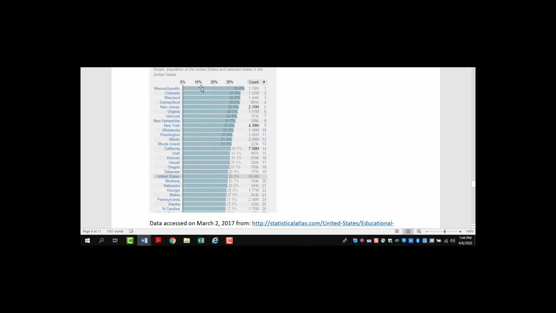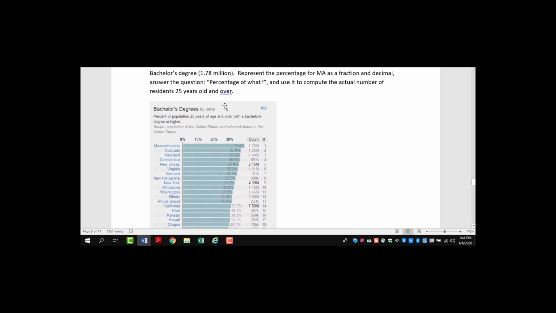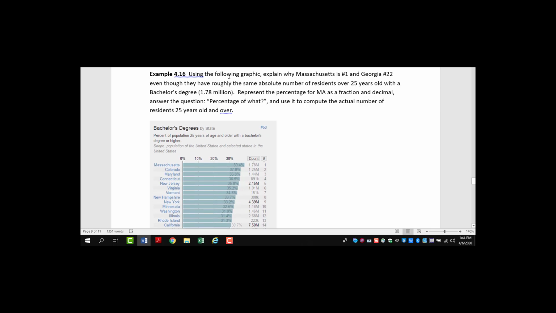You might expect Massachusetts would be up there because of all the schools that they have in Massachusetts. Harvard, Boston College, Wellesley, Amherst, University of Massachusetts, the list goes on and on. It's a really extensive amount of colleges there. So using the following graphic, explain why Massachusetts is number 1 and Georgia is number 22, even though they have roughly the same amount of residents 25 and older.